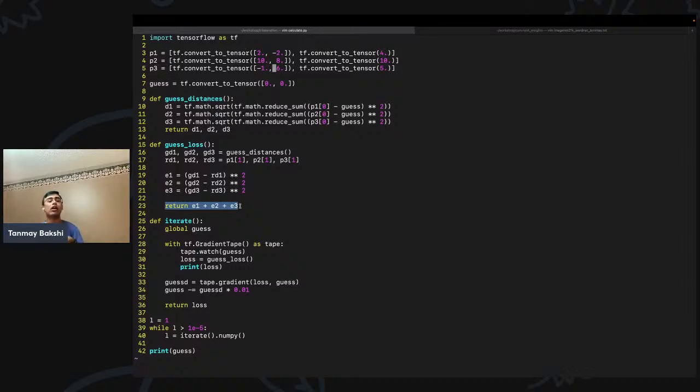And then in order to optimize the guess, all we need to do is create what's known as a gradient tape, enabling TensorFlow to record the operations that we run. We tell TensorFlow that, hey, we want to optimize the guess value, so watch that. We then calculate the loss. We print it out just so we can see what we're dealing with. But then after that, we calculate the derivative of this loss function, right? Whatever loss value we got with respect to the guess value. And then we optimize the guess based off of that derivative, right?